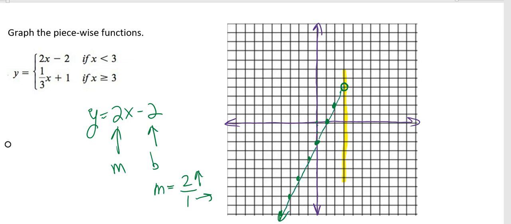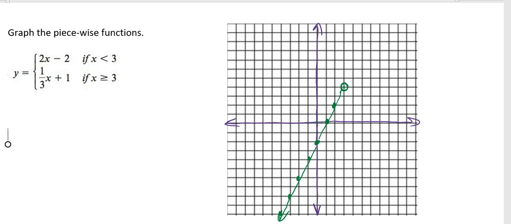Now, I want to consider what happens on the other side. So anywhere to the right where it's greater than or equal to 3, I'm going to graph the line 1/3 x plus 1. There are a couple of ways you can do this. You could just graph y is equal to 1/3 x plus 1. Let me just show you this way. So this would be a y-intercept of 1, and I'm going to go up 1 over 3, up 1 over 3, up 1 over 3. That's one way I could do it.